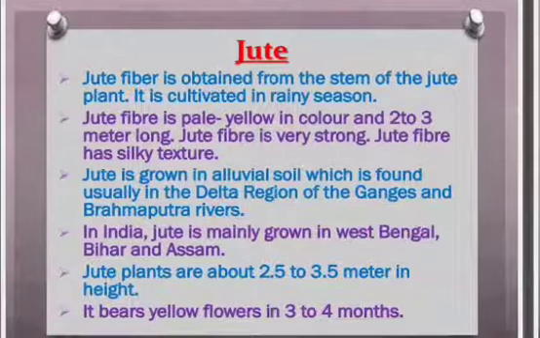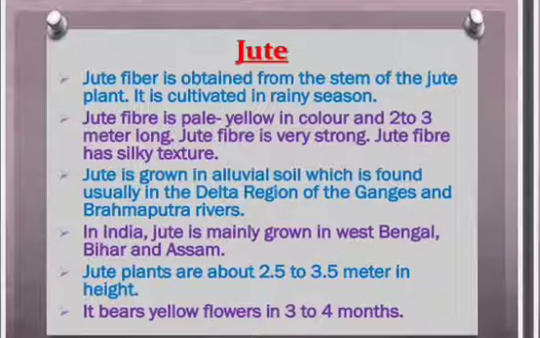The second plant fiber is jute. Jute fiber is obtained from the stem of the jute plant. It is cultivated in the rainy season. Jute fiber is pale yellow in color and 2 to 3 meters long. Jute fiber is very strong. Jute fiber has a silky texture.